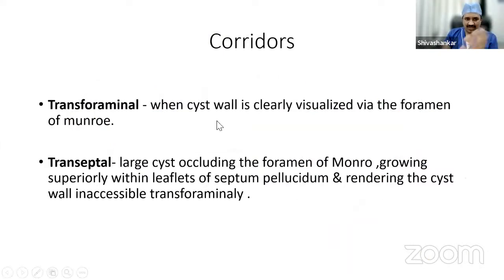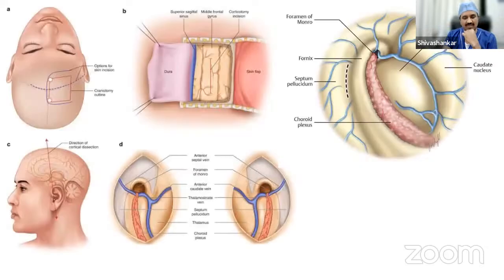So we use, as I told, two corridors, either transforaminal, transseptal, and transcallosal is the other. When the cyst wall is clear and small and completely visualized, it can very well be taken through the transforaminal approach. And when the cyst is large and active at the foramen of Monro and growing superiorly within the leaflets of the septum pellucidum, rendering the wall inaccessible transforaminally, we have to choose a transseptal approach.